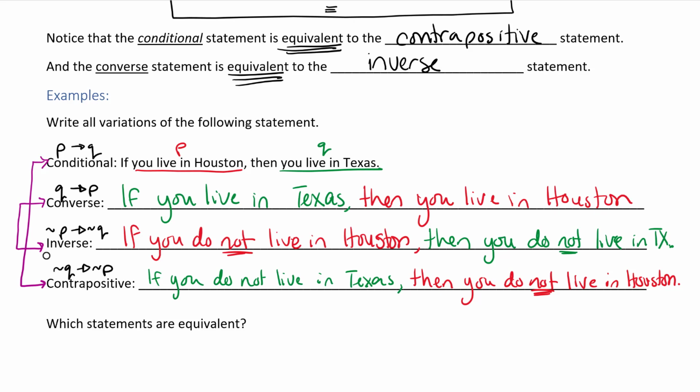So let's look at the converse and inverse. If you live in Texas, then you live in Houston. I think there's a couple of counter examples to that, because if you live in Dallas, you live in Texas, but you don't live in Houston. So probably not a good valid statement, but it doesn't really matter at this point. We just need to know what the truth values are equal to. So let's look at the inverse. If you do not live in Houston, then you do not live in Texas. That's equivalent to saying if you live in Texas, then you live in Houston. Okay, so we have our equivalent statement. So that wraps up that example.